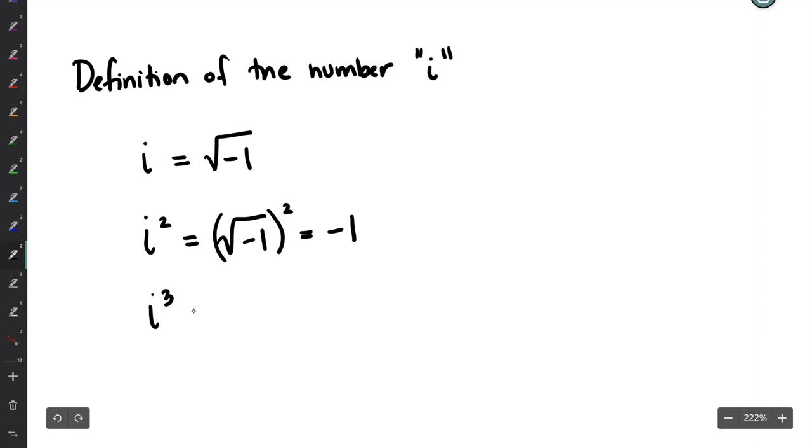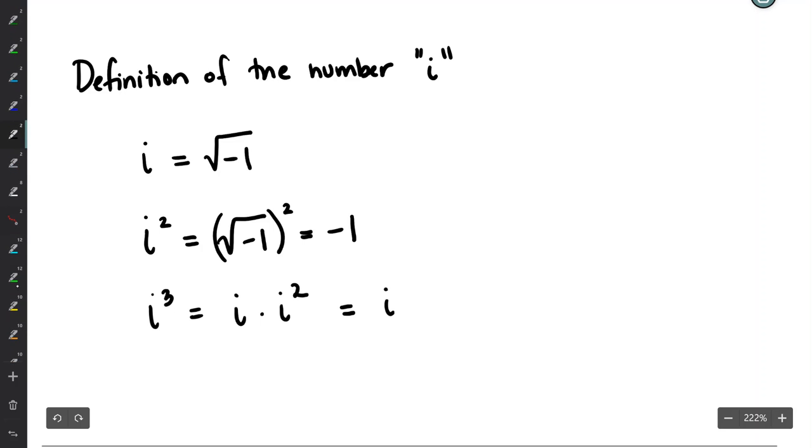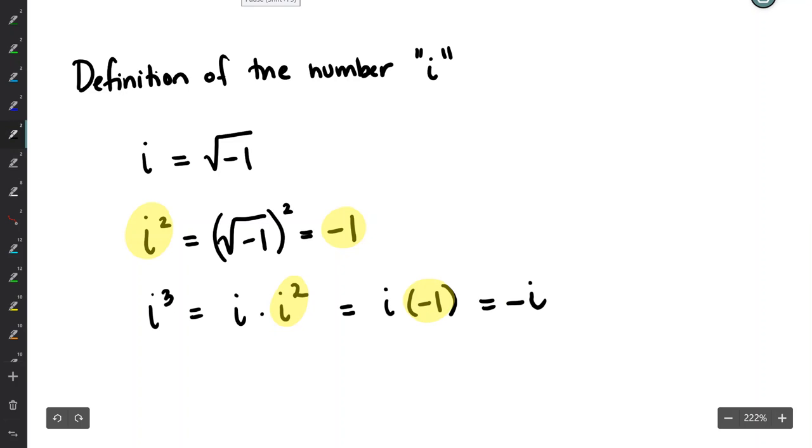i cubed. Well, i cubed is i times i squared. And we just learned that i squared is minus 1. So we've got i times i squared, we've got i times minus 1, which is minus i. So i cubed can be simplified to being minus i.